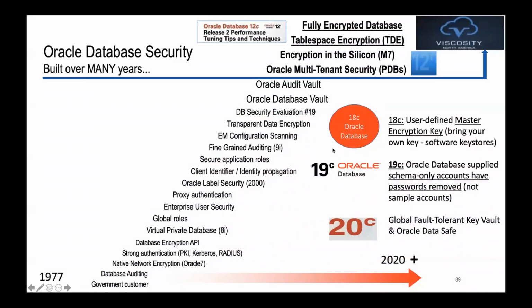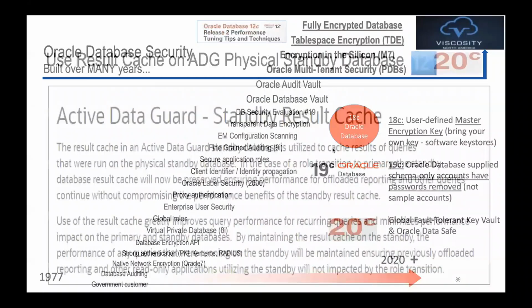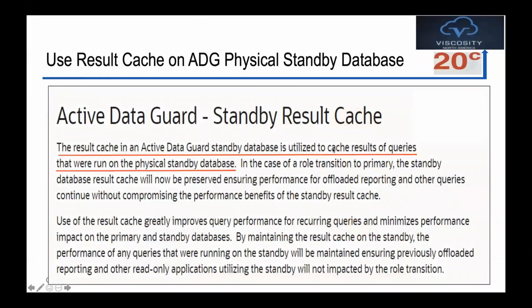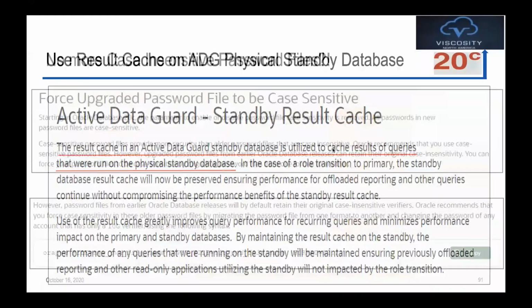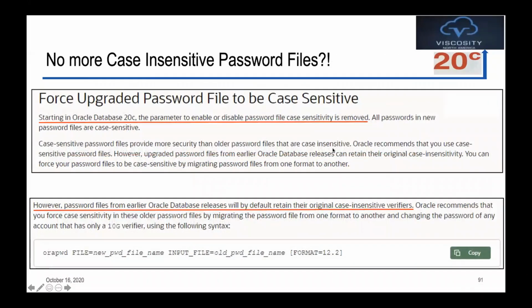Security we talked about, but in 20C, some of these things are just going to become more and more important, things like Data Safe. Active Data Guard now has a standby result cache with it. No more case-insensitive password files, be careful, but notice the copy command there in the lower right. I can now click on that, and from the docs, it'll copy that command for me so I don't have to retype it. Boy, isn't that nice?